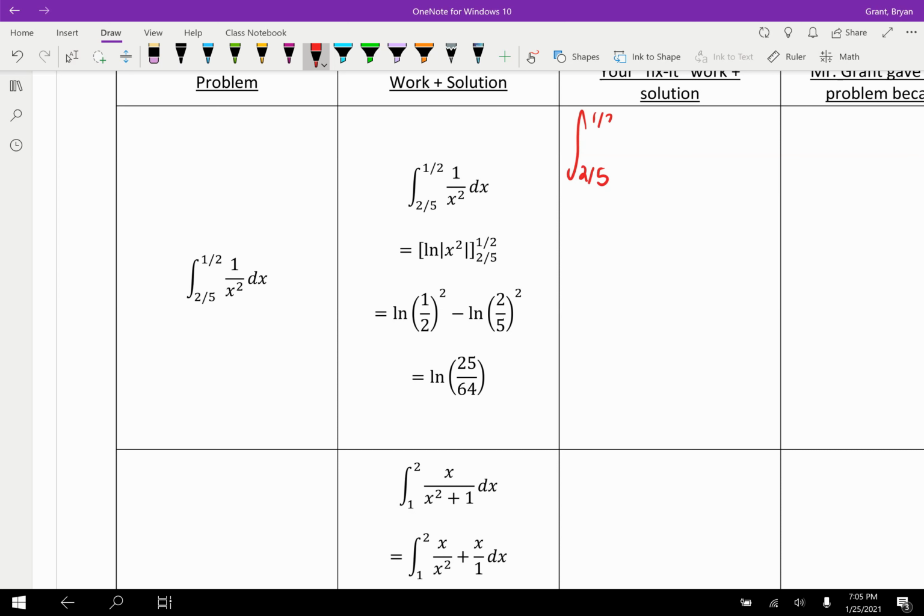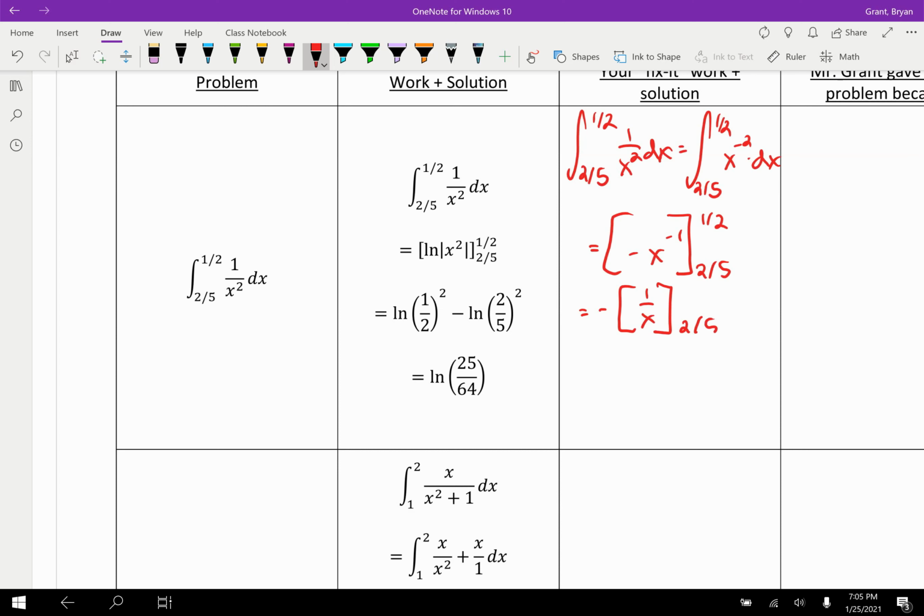We said that instead of writing this as 1 over x squared dx, we should probably rewrite this as x to the negative second dx, and then do our antiderivative. Add 1 to the power, something to offset the 1 out front. And I heavily suggest you factor out the negative on this next step. I found when students don't factor out that negative, it messes up their fundamental theorem of calculus. Okay, so how does this work?